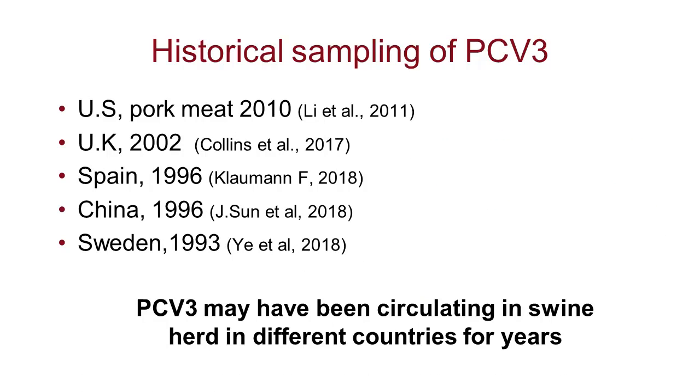But when we go back to historical samples of different countries, we found this virus has been found earlier than 2016. For example, in the United States, when we go back to the sequence data, they have a partial sequence of PCV3 in the pork meat. And also in the UK, they found their archive samples have PCV3 positive cases back to 2002. In Spain and China, they found their case in 1996. And a recent paper in Sweden found this virus in 1993. So the conclusion is this PCV3 may have been circulating in the swine population in different countries for many, many years. And we just found this virus recently.